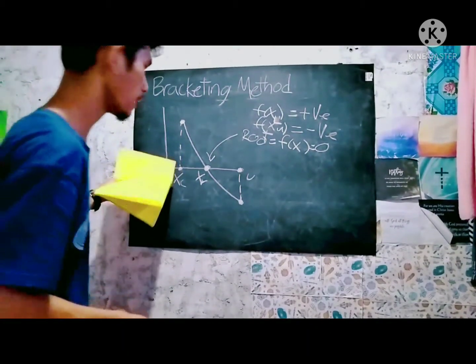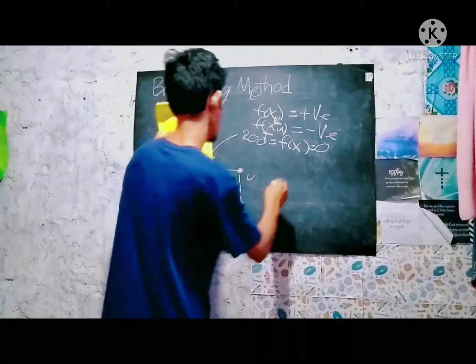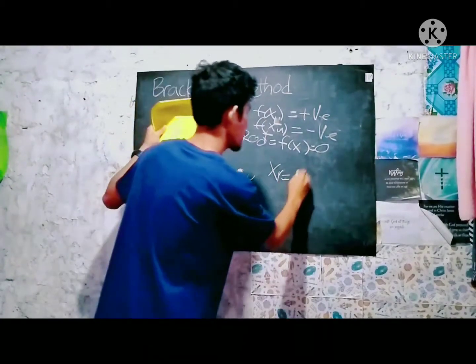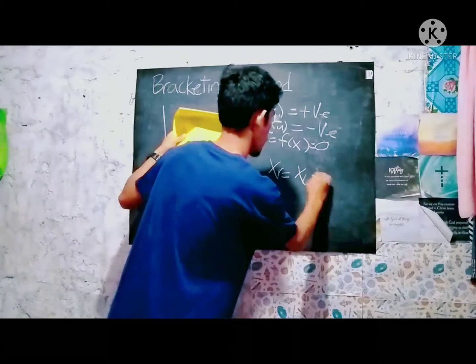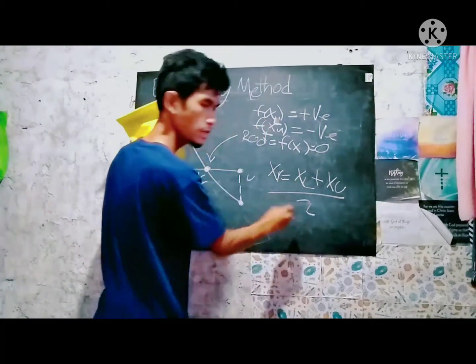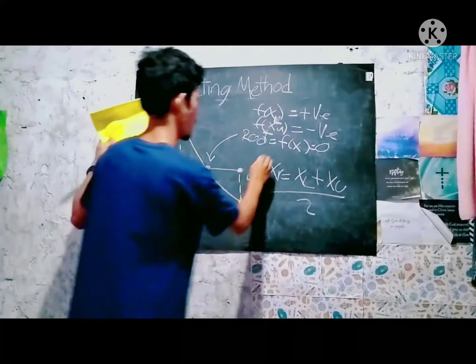And then the equation that we use to solve this is xr is equal to x lower plus x upper over 2. This is the equation we can use to solve this problem.